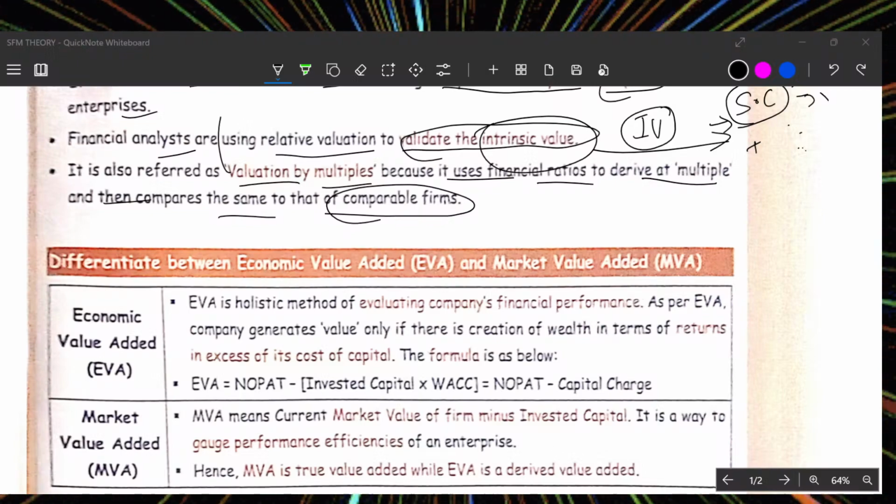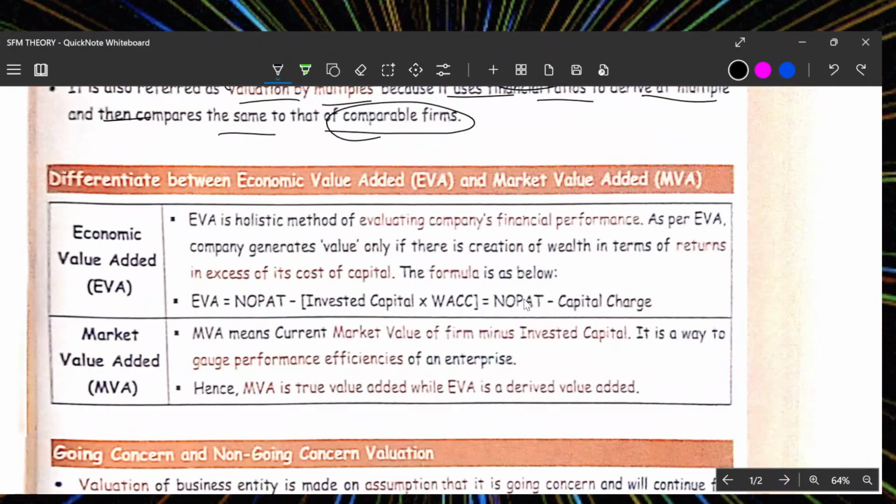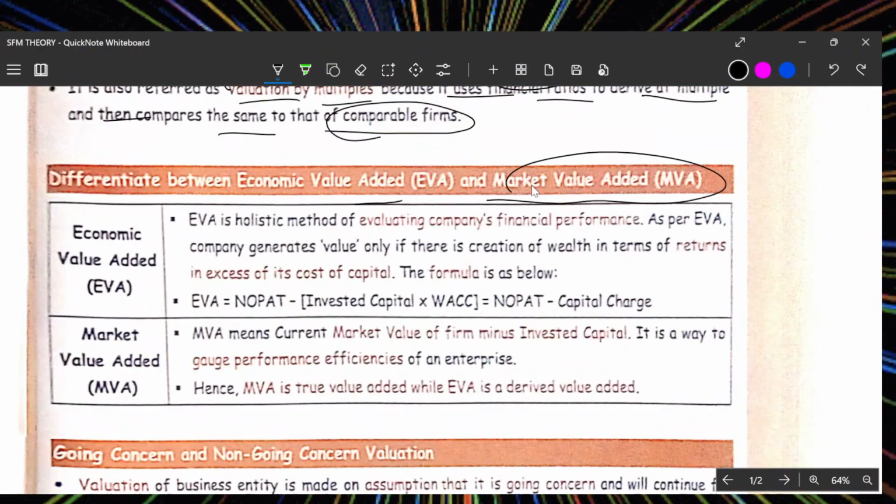Next, differentiate between economic value added and market value added. What are economic value added and market value added?